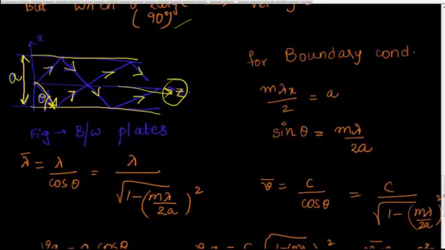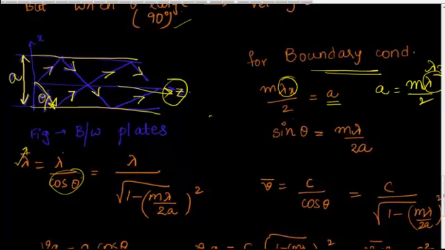Now, this is the equation we have written: lambda bar is lambda by cos theta, so you have to derive cos theta and substitute here. For this boundary condition to be satisfied, you know that A should be m lambda by 2. Here lambda is lambda x. So m lambda x by 2 is equal to A. But you also know that lambda x is lambda by sine theta from the figure above. So sine theta is lambda by lambda x.